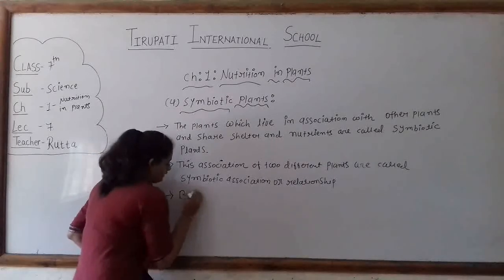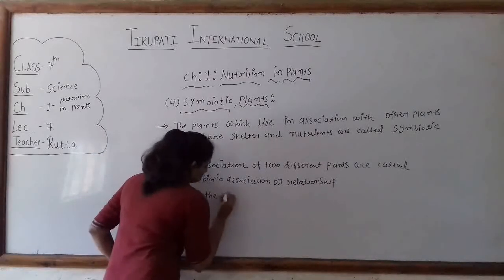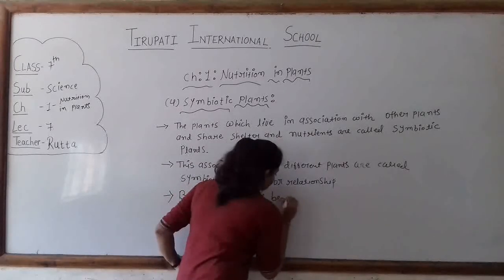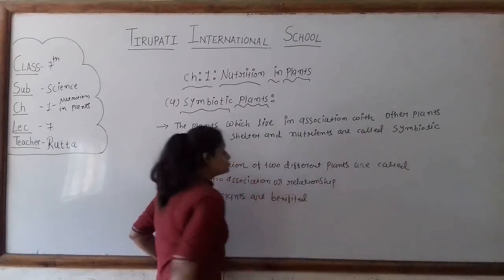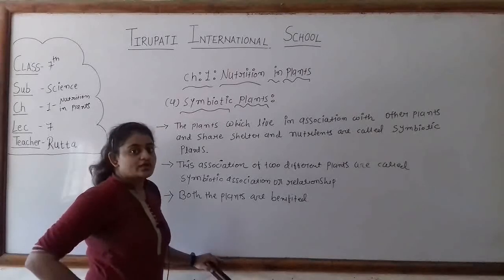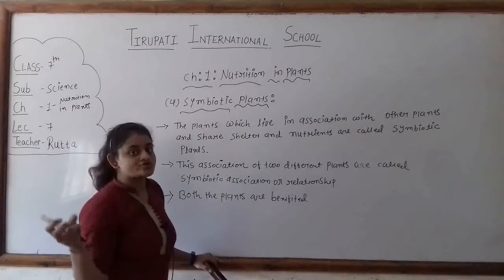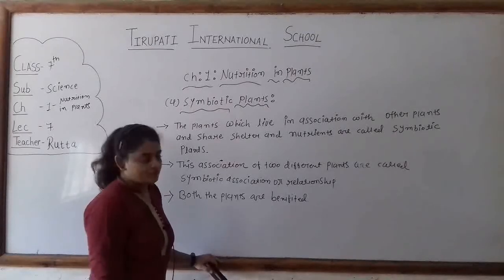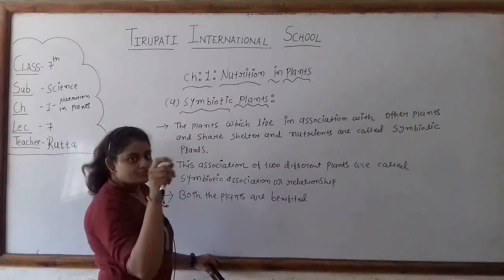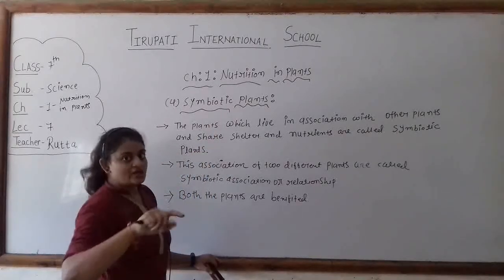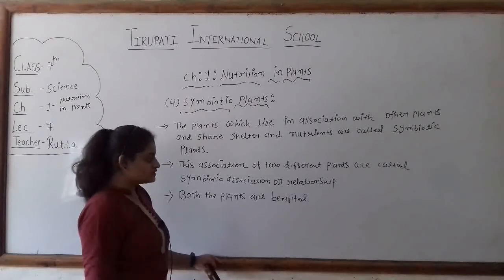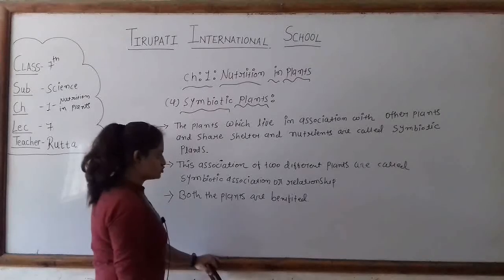Both the plants are benefited. As we discussed in parasitic plants, there is a certain type of parasite which grabs food from the host, so the host becomes less nutritious. In symbiotic plants, it happens differently. Both the plants share their food and shelter, so both are benefited by this type of relationship or association.